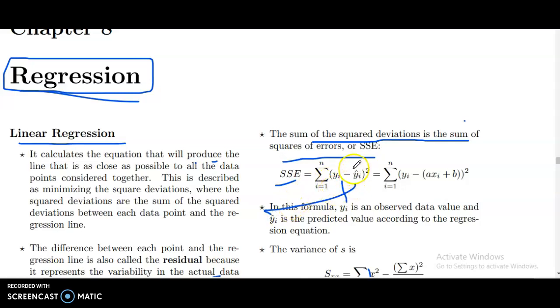So here what we are doing: the predicted value is deducted from the observed value, then squared, and summed from i equals 1 up to n. The predicted value is a xi plus b, and the whole is squared. So yi is the observed data, and the predicted value here is different: a xi plus b is the predicted value.